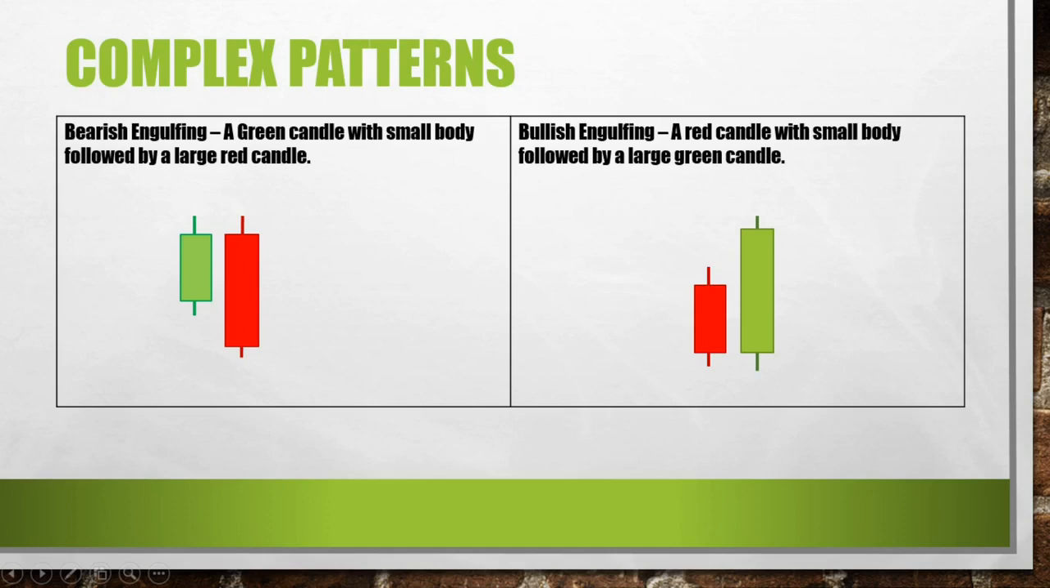Okay, the next pattern is bullish engulfing: a red candle with a small body followed by a large green candle. You can see a small red candle is here. After that, a large green candle is formed and it closed above the wick of this candle. This is the opposite pattern of the bearish engulfing, and this is also a very powerful buying indication. Okay, very powerful bullish indication.